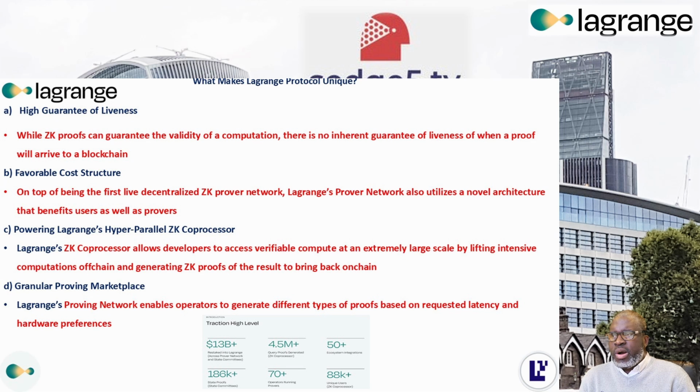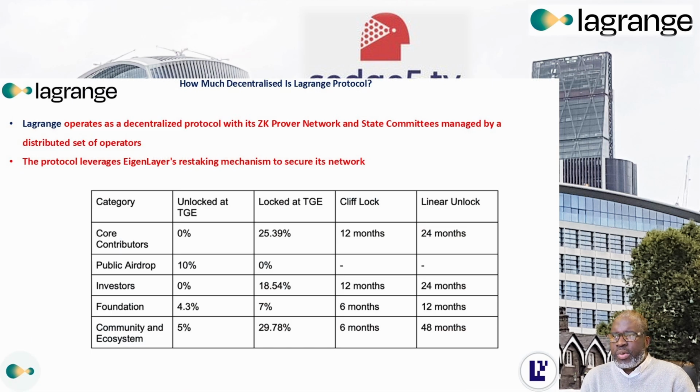Now, as part of our DYOR evaluation, we do evaluate 13 elements in decentralization, security, scaling, interoperability, the project team, age of the project, use cases, as well as the tokenomics. And to kick us off, our DYOR risk evaluation toolkit, it's decentralization. Lagrange operates as a decentralized protocol with its ZK Prover network and state committees managed by a distributed set of operators. The protocol leverages Eigenlayer's risk-taking mechanism to secure its network.